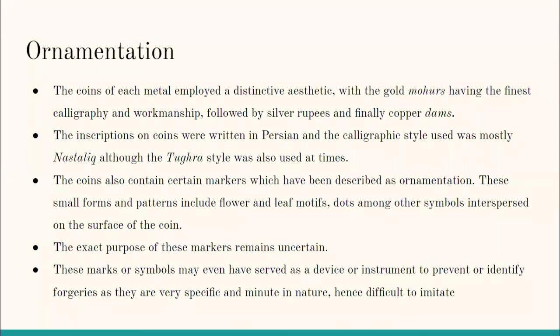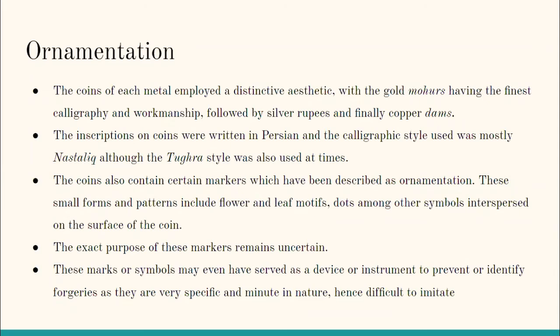The coins also contain certain markers which have been described as ornamentation. These small forms and patterns include flower and leaf motifs, dots among many others, and they're interspersed on the surface of the coin. Now, the exact purpose of these markers remains uncertain. C.J. Brown, however, suggests that these marks or symbols may have served as a device to prevent and identify forgeries, or each particular symbol could have been associated with a particular mint or a particular region as well.